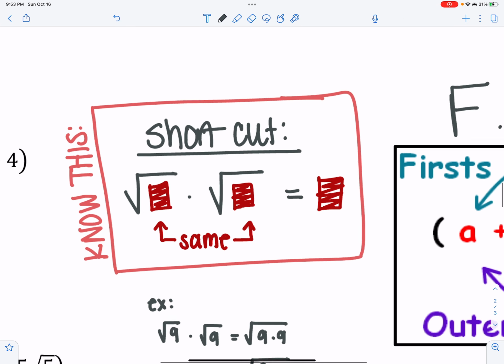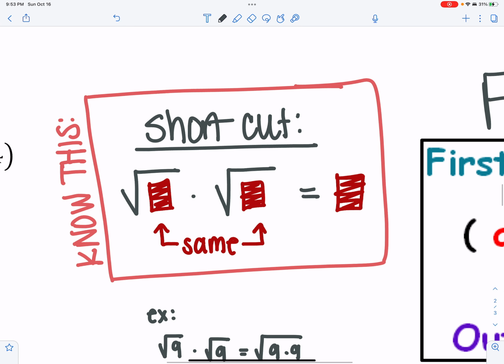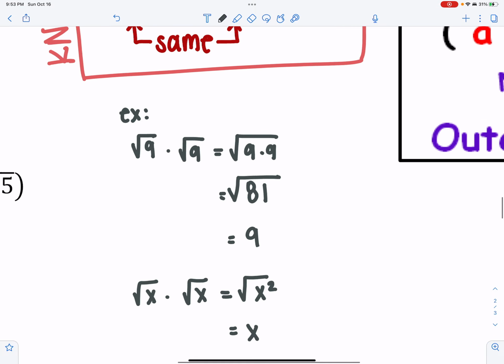All right, so the next thing we're looking at, the first thing I want us to do is talk about this shortcut. This says the square root of something times the square root of the same thing is that thing. We've seen this in the previous chapters, but now we're officially putting this shortcut on the books. Here's an example for you.